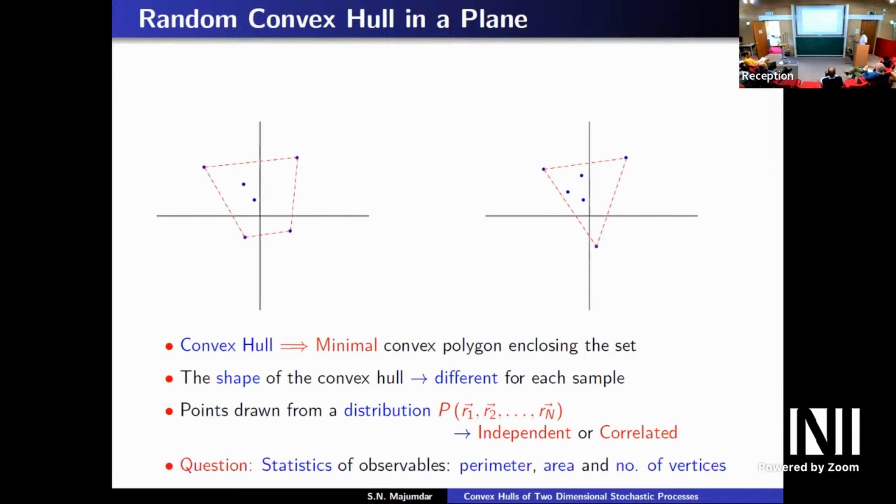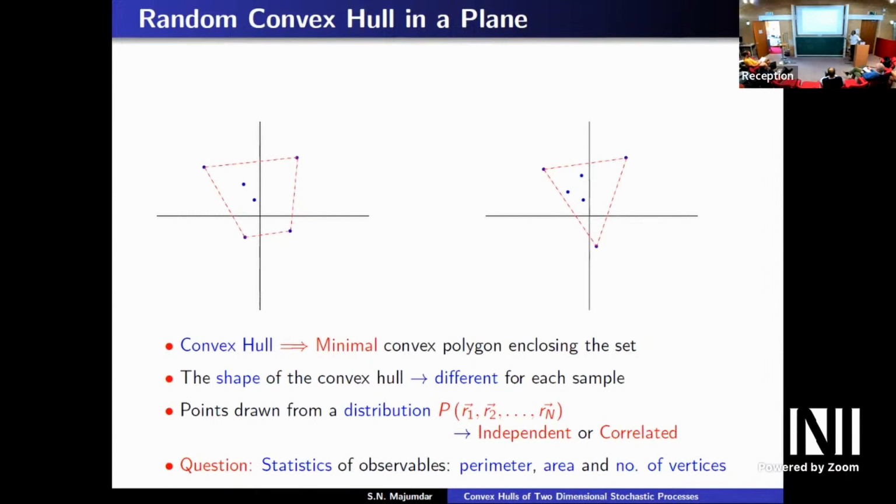And in particular, observables. A simple observable is the perimeter, for example. If I look at the perimeter of the convex hull, the perimeter also changes from one sample to another. What is the mean perimeter, for instance, or the distribution of the perimeter? Similarly, you can ask for the area of this convex hull, or even the number of vertices. For example, some vertices are on the convex hull, like here is 4, here is 3. So that number is also changing, and so that's also a random variable. So that's a generic problem. Given this joint distribution, what can we say about the perimeter or the area or this kind of thing of the convex hull, the statistics of convex hulls? Okay, so that's the question.